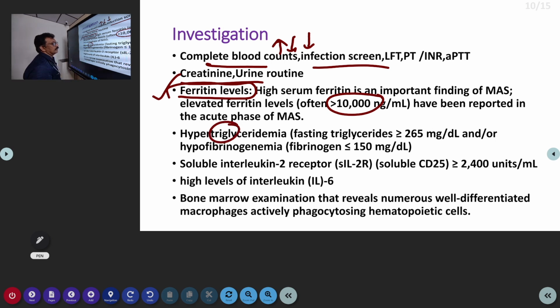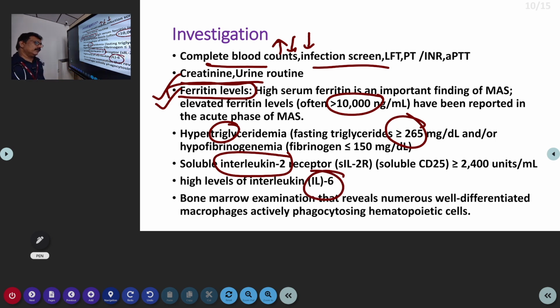Hypertriglyceridemia and cholesterol: whenever we have any patient who is having acute inflammation, if ferritin is very high, always check for triglycerides. So triglycerides will be very, very high. So fasting triglyceride more than 265. Interleukin 2 can be tested if there is facility for interleukin 2 testing. We can do that. Then high levels of interleukin 6, interleukin 2, all these things can be there. They are all inflammatory markers like ferritin. More specific inflammatory markers are 2 and 6. Bone marrow aspiration may show numerous macrophages produced from the bone marrow.